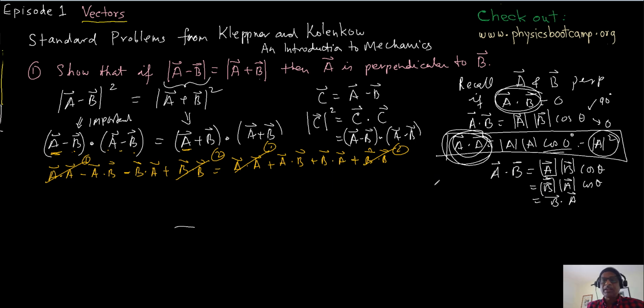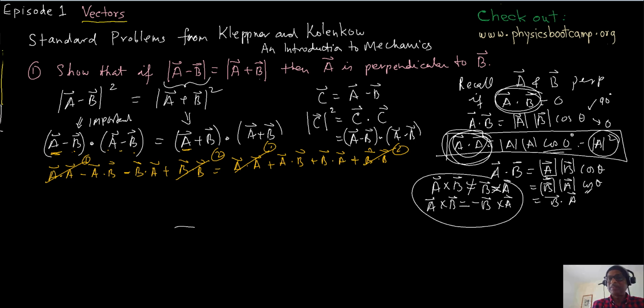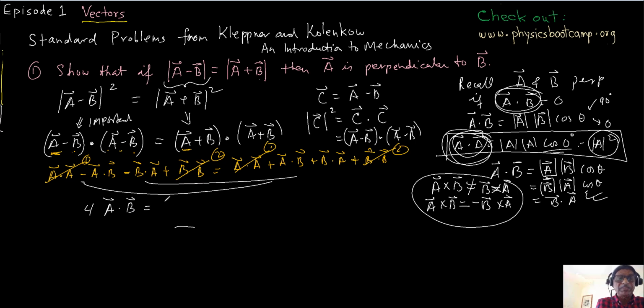This is not the same thing in the cross product. A cross B is not equal to B cross A. Actually, A cross B is equal to minus B cross A, because the direction will have to flip. So it's different than what happens in the dot product. So all of this, everything sent over, I'm going to get 4 times A dot B equal to 0. That means A dot B equals 0. That means A and B are perpendicular.